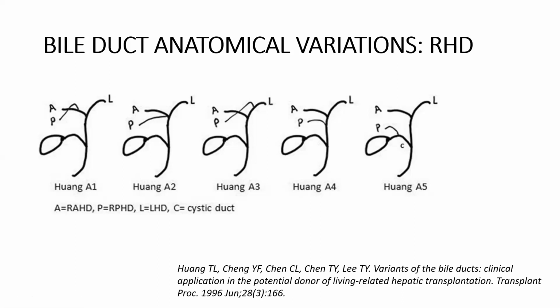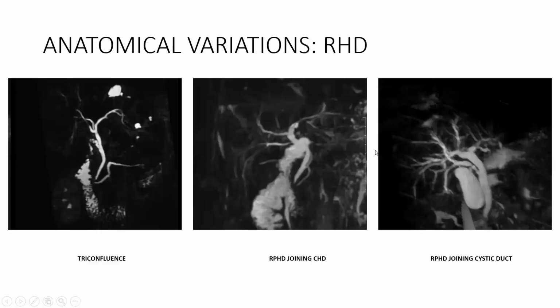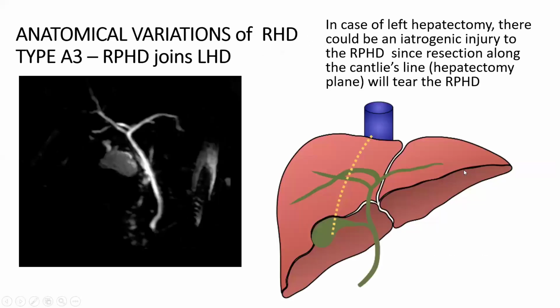Occasionally, you have the right posterior joining the CHD separately. That is the Huang type 4. And sometimes we see the right posterior joining the cystic duct. So these are just MRCP appearances of a triple confluence. And this is the right posterior hepatic duct joining lower down into the CHD. Sometimes the right posterior hepatic duct can also join the cystic duct.